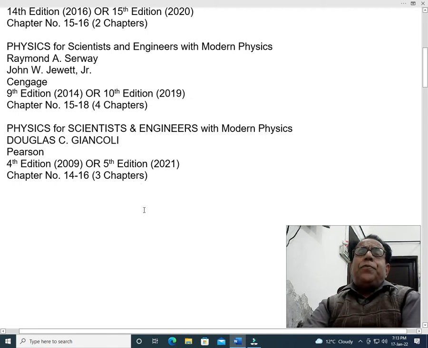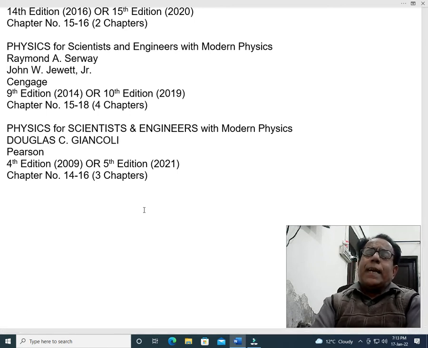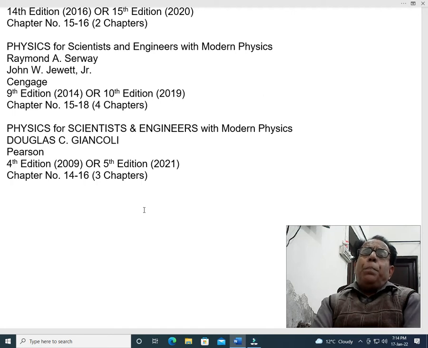Okay, the fourth and the last general physics book is Physics for Scientists and Engineers with Modern Physics. Its author is Douglas C. Giancoli. Its publisher is Pearson, and its 4th edition 2009 or 5th edition, probably to be available in market in 2021, but is still not available in market. Hopefully in 2022 it will be available.